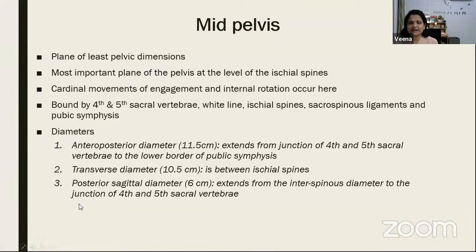Now, again, we have some diameters here also. The anteroposterior diameter extends from the junction of the fourth and fifth sacral vertebra, S4 and S5, to the lower border of the pubic symphysis. And the transverse diameter is between the two ischial spines, the interischial spinous diameter.